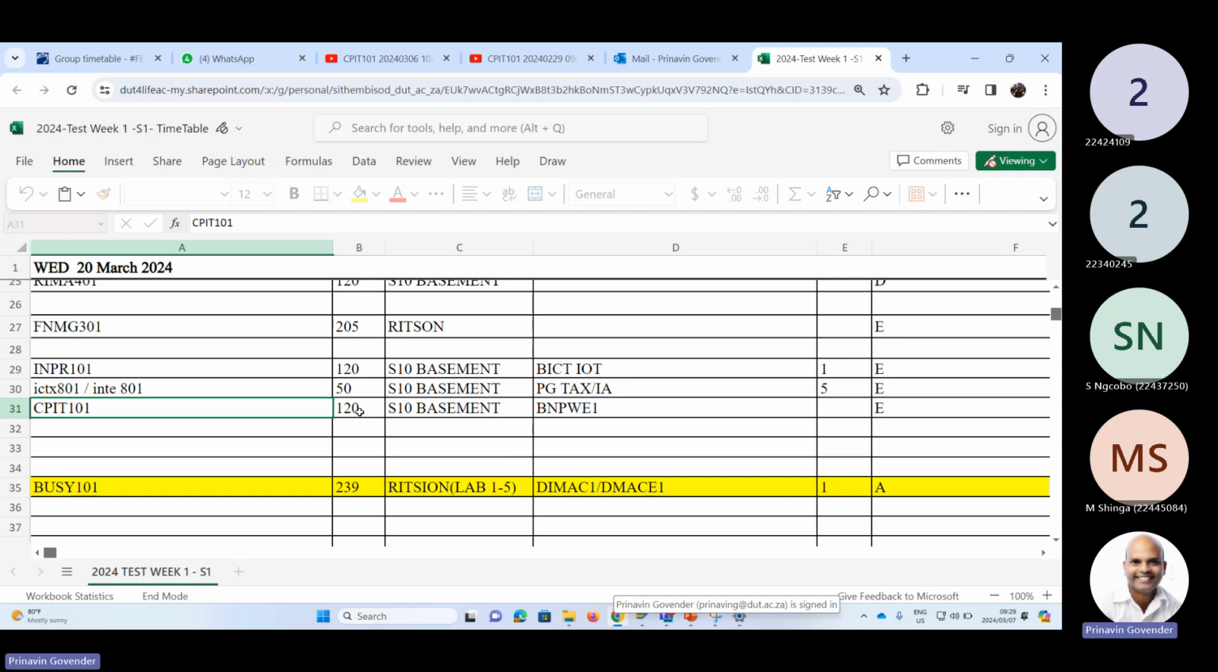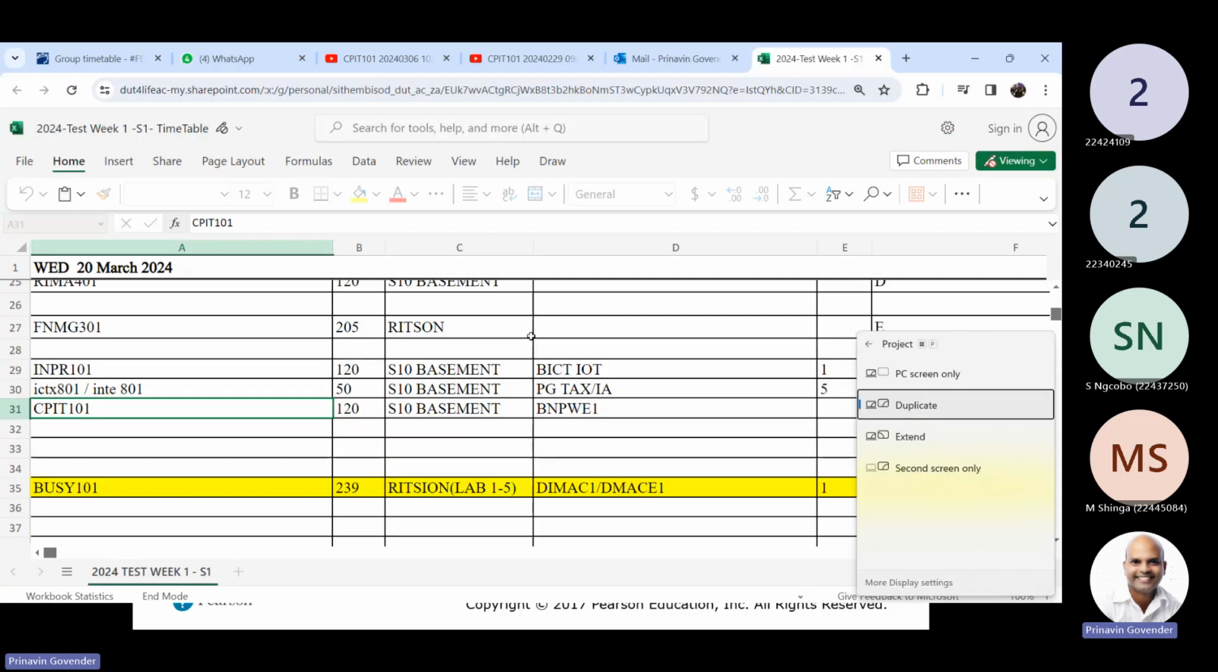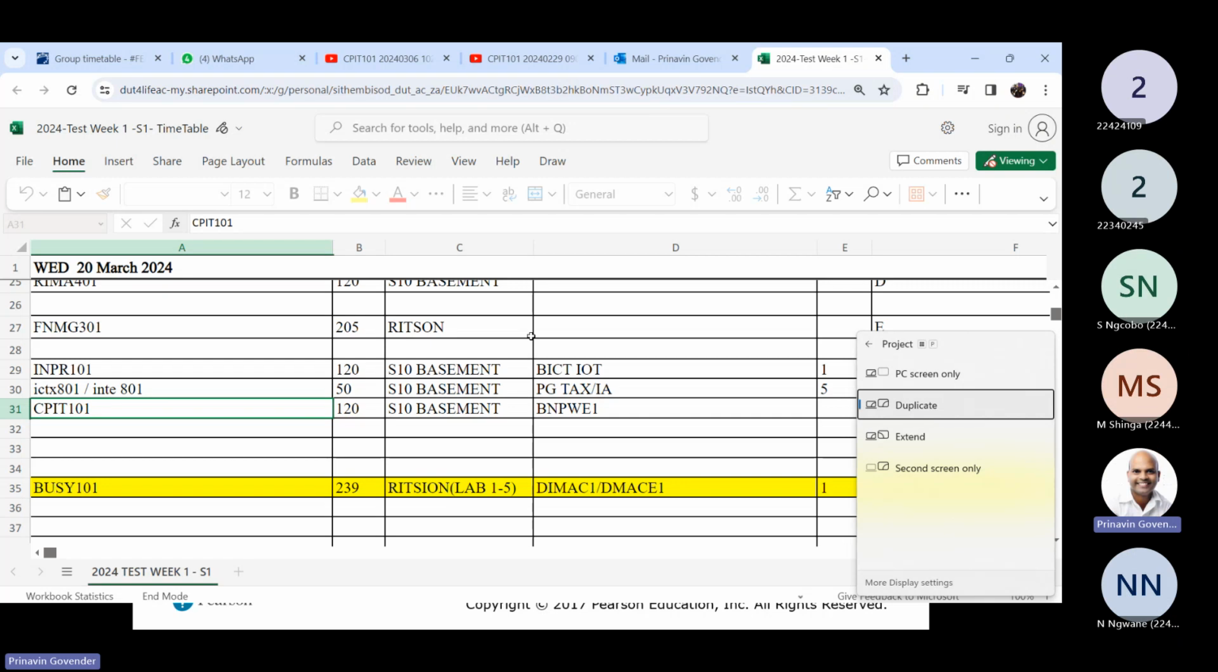S10 basement. Oops, sorry. If you can't see what I'm showing, just tell me, I don't know what's up with this. Duplicate. Right. Oh, there we go. Sorry about that. When I'm talking and I don't look at the back, just check it out there.